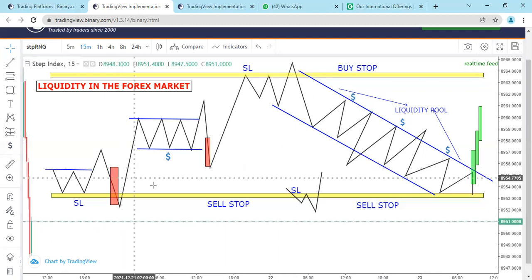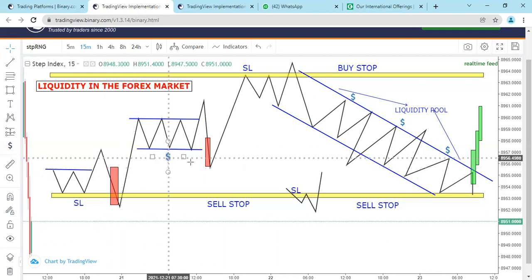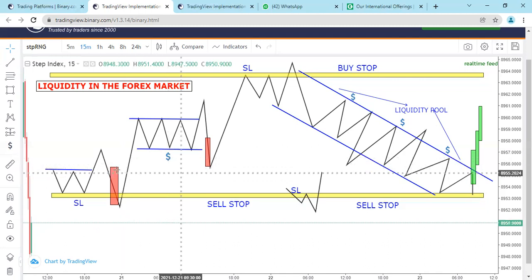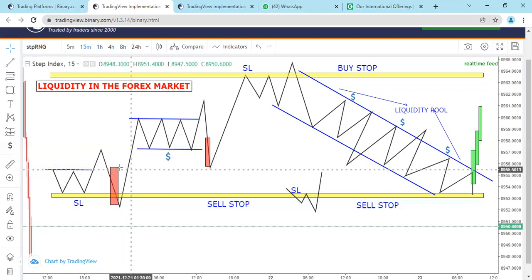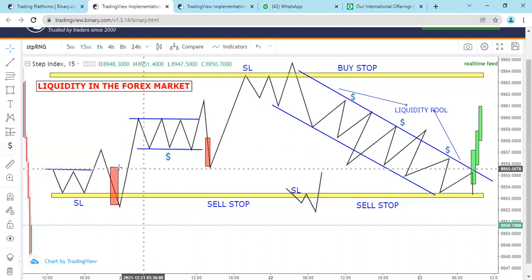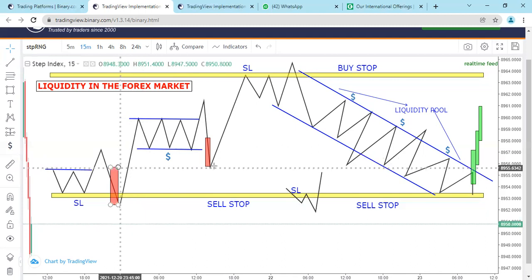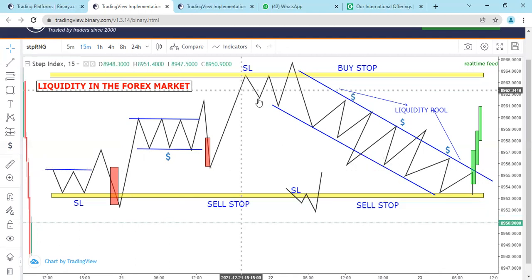So they cleared the stop losses below here. They mitigated this sell before the buy candle. That's an order block. They mitigated it and took the price higher, and see what happened.